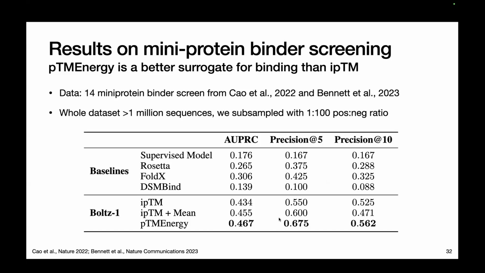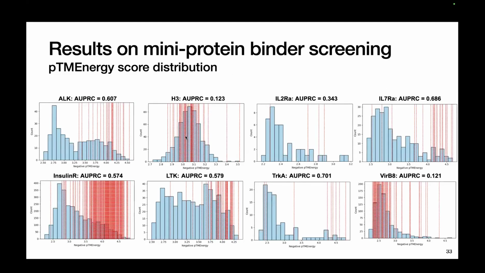You can see that our hit rate is actually higher. So now you can also look at the PTM energy score distribution across the 8 different targets. The red bars are the positive true binders identified experimentally, and you can see that for the majority of the targets, our model can rank binders at the top, right?